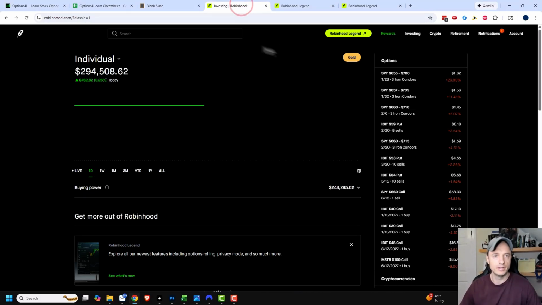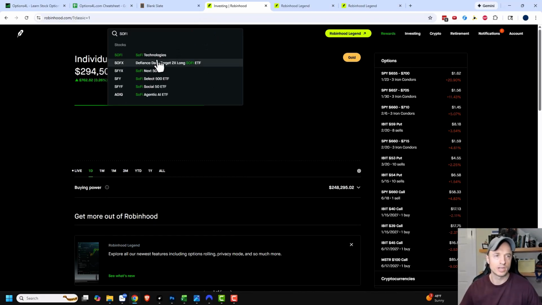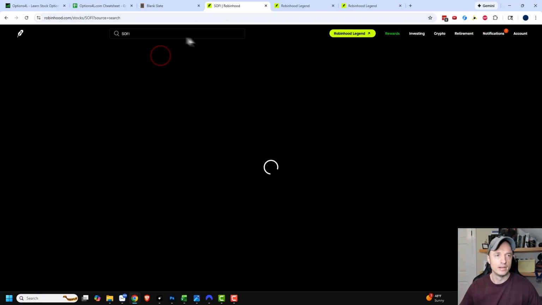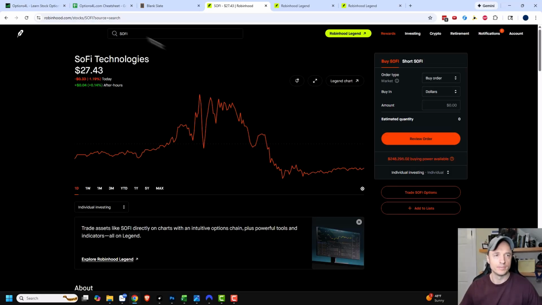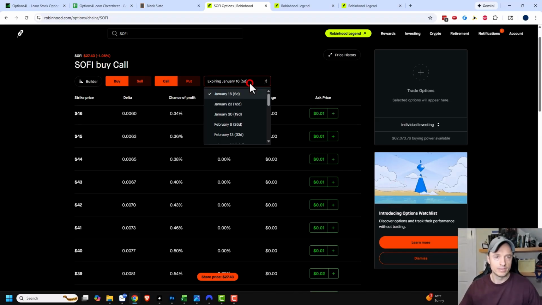So we'll go to Robinhood, and I'm going to choose SoFi. Let's say that they have an earnings report coming out, and I think that there's going to be lots of movement around their earnings report. So here we are in SoFi, and I want to do trade SoFi options. So we'll click that button right there. All right. And I'm going to say, the earnings report is coming out January 20th or something like that. Now, I don't know if that's true or not, but we're just going to go with it.